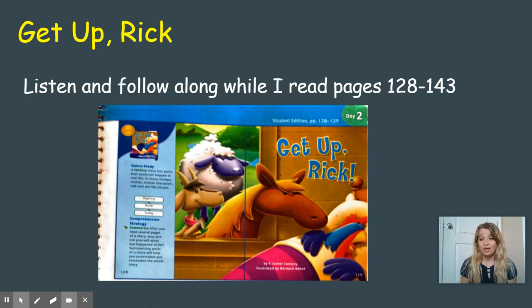All right, so your book that you're going to be reading today, or that I'll be reading to you, is Get Up, Rick. So, before we begin reading, I am going to go over your genre study, and that is a fantasy. And remember that a fantasy is a special kind of fiction story because a fantasy story could not happen in real life. So this story is a fantasy because animal characters behave like people.